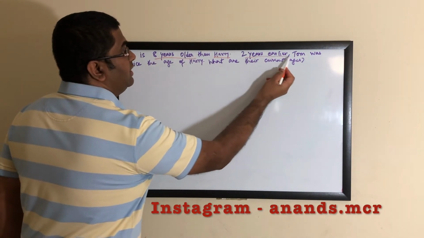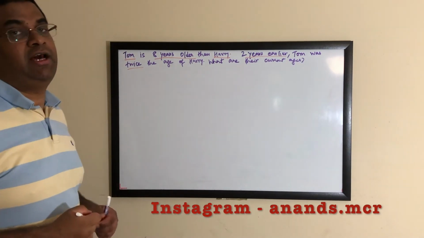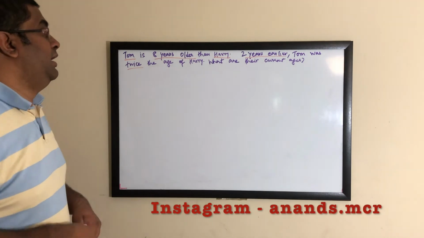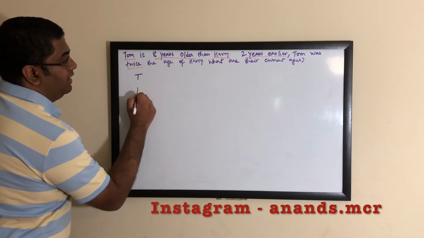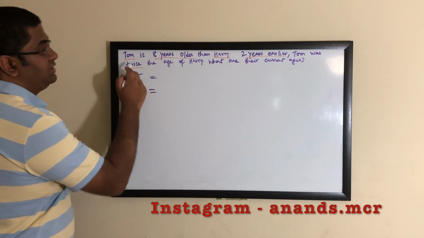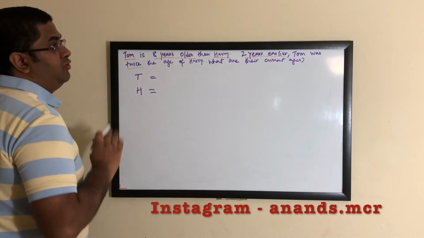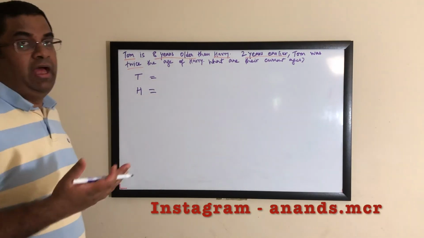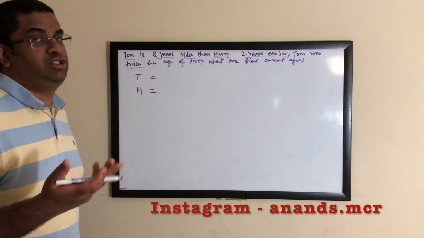2 years earlier, Tom was twice the age of Harry, and what are their current ages? Now let us actually give notations to Tom as T and H as Harry. And the first statement that we read from this problem is Tom is 8 years older than Harry. So which means that if Harry is 2, Tom is 10. If Harry is 4, Tom is 12.